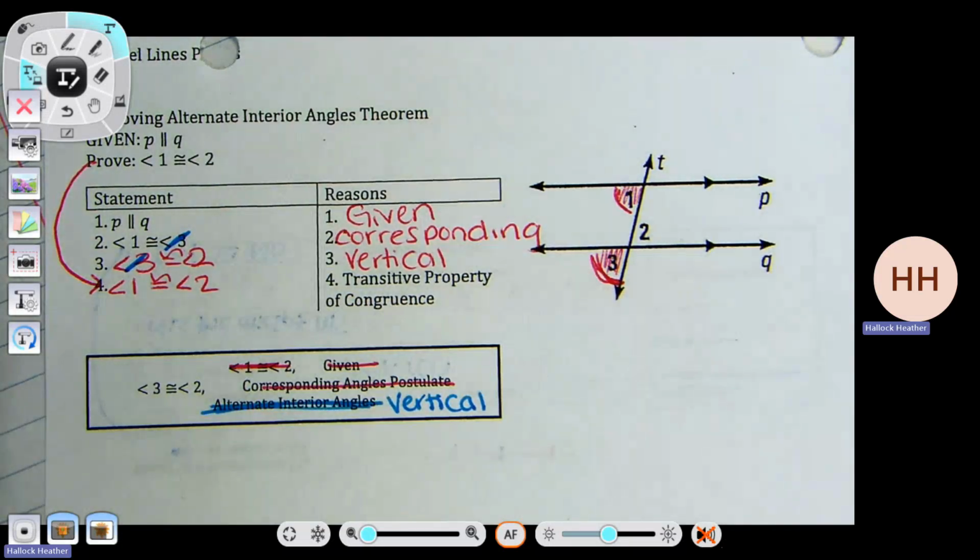Typically transitive property is going to be one of the bottom ones. It's not always literally the bottom one, but it's going to be towards the bottom because you have to prove everything else before you can use transitive property. So if you want to work on the back, I think the back might be a little bit easier than the front. Work on the back first, use the people next to you, and then you can work on the front. There are no more typos.